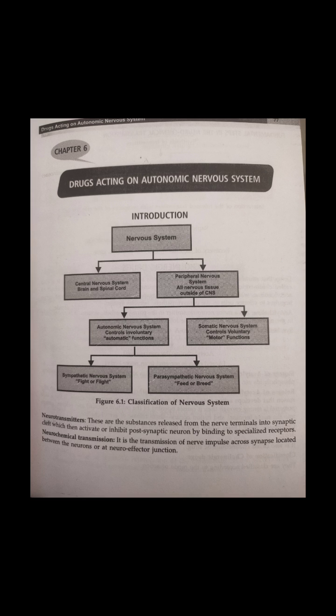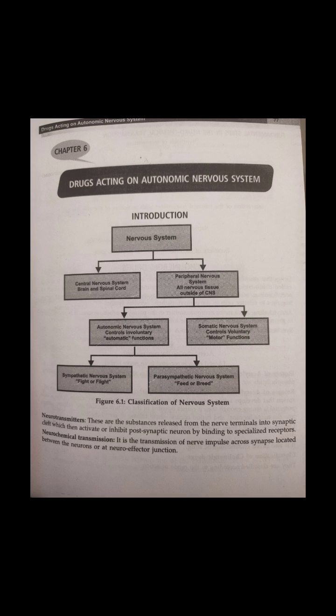And further, the peripheral nervous system is of two types. First one is autonomic nervous system, and second one is somatic nervous system. The basic function of the autonomic nervous system is to control the involuntary actions. Involuntary actions are the automatic functions which are beyond the control of the human being, like contraction of muscles, heartbeat, etc. Next is somatic nervous system. It controls the motor functions which are under the control of the human being, like movement of limbs, speech, etc.